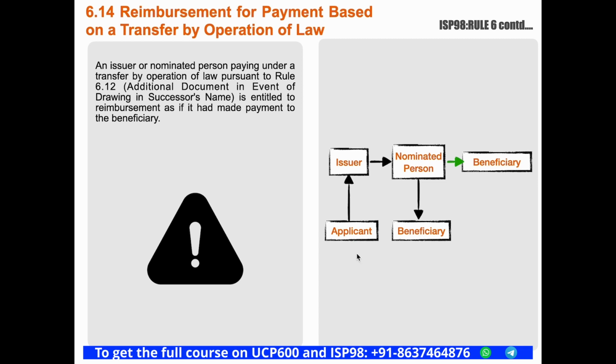By this, we have finished Rule 6 of ISP. I hope you got an in-depth understanding of the rule. As far as this rule is concerned, try to understand the difference of transfer between UCP and ISP. Apart from that, try to read the provisions applicable to assignment as well as transfer by operation of law. In this rule, most of the clauses are generic in nature, so try to correlate with the practical situation whenever you read this rule. Right?